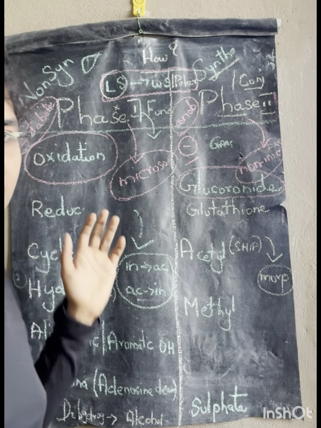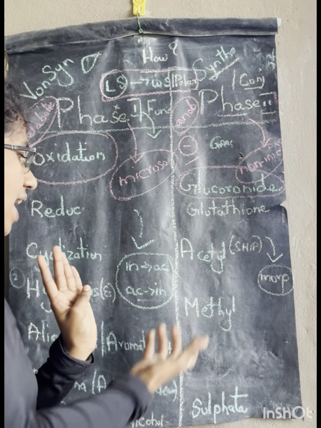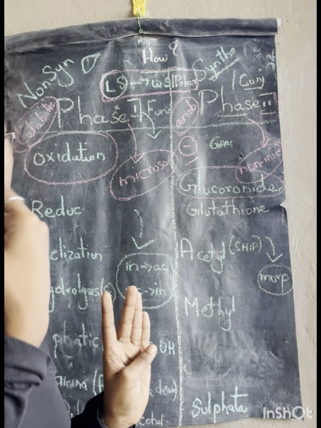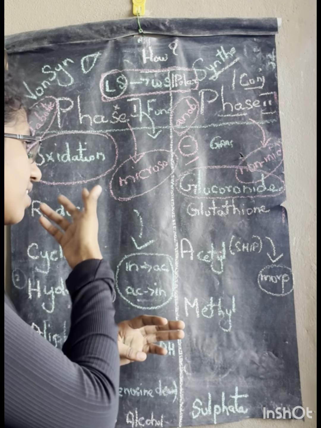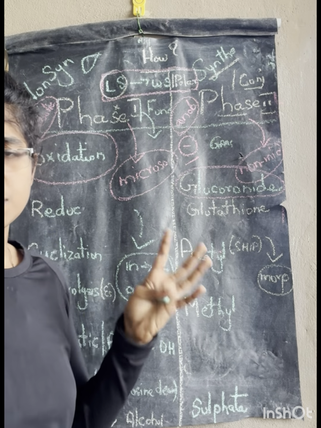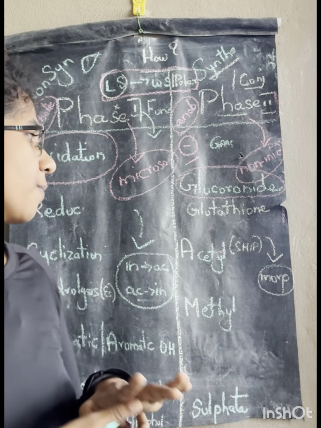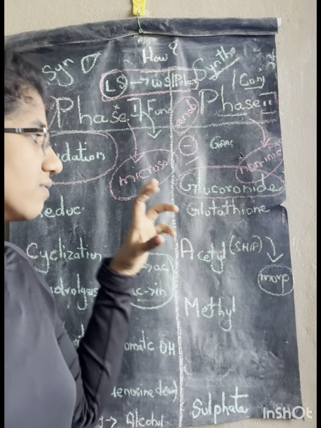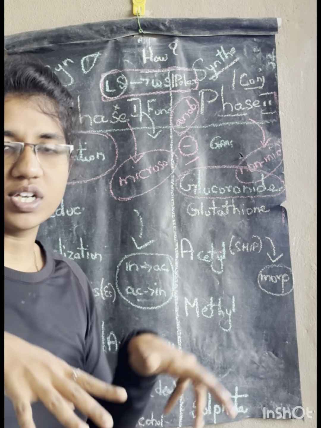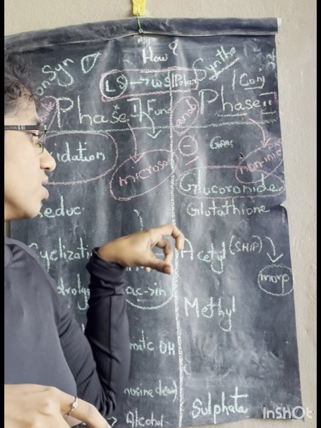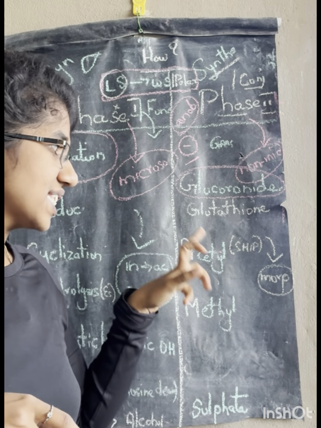Another important point: in phase 1 reactions, an inactive compound can be made active, or an active compound can be made inactive. Basically here we are just exposing the functional group, so it could turn out into an inactive or an active form. But in phase 2, since we are adding a big polar, water-soluble molecule, it will be only inactivation of the compound, no activation, except morphine.